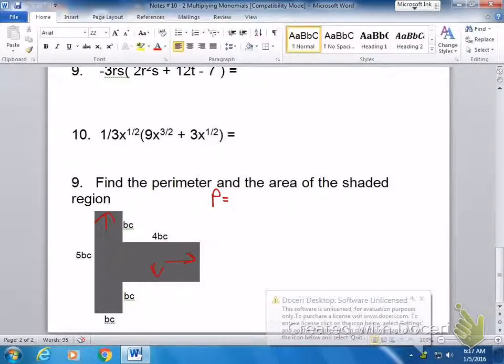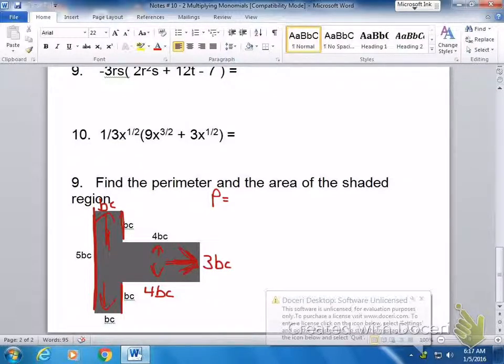If this is a rectangle, this side is going to be the same as this side. So this piece is also BC. And the same thing kind of happens here. This 4BC is across from a side that's equal length, so 4BC. Now this outside here is a little bit harder to find. I know the whole thing is 5BC, but if I took off these two pieces, then I'd have what has to be left out here. So 5BC minus BC is 4BC, minus another BC is 3BC.